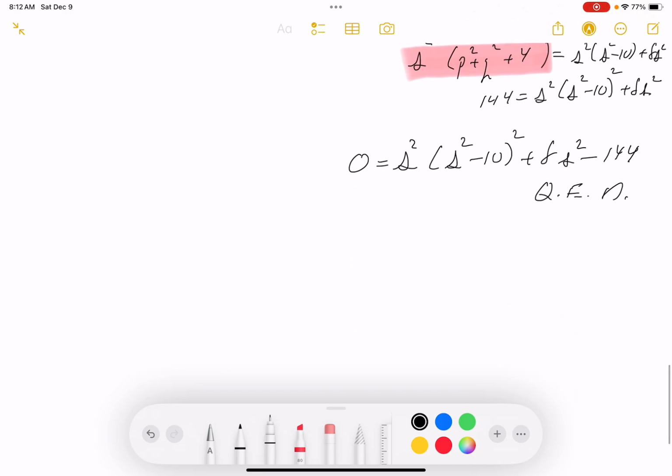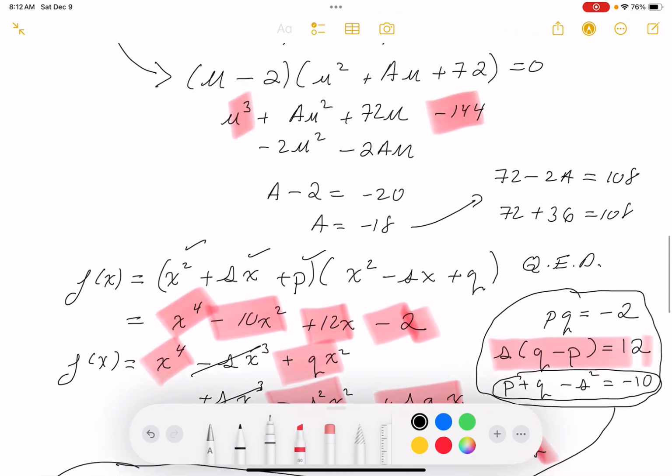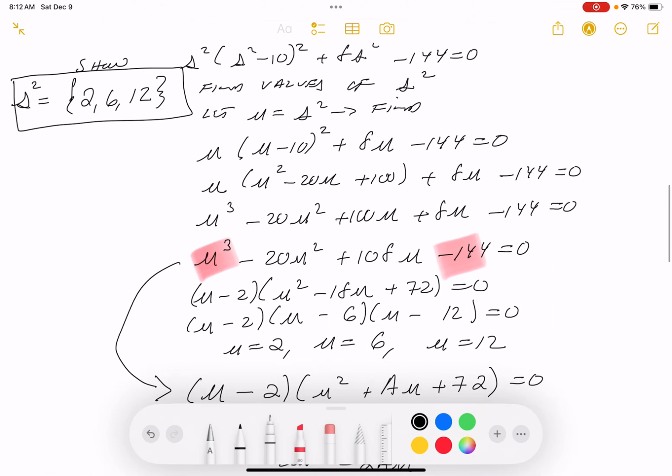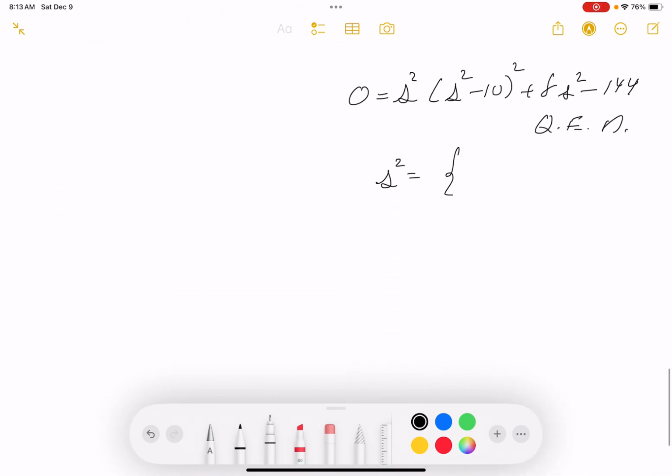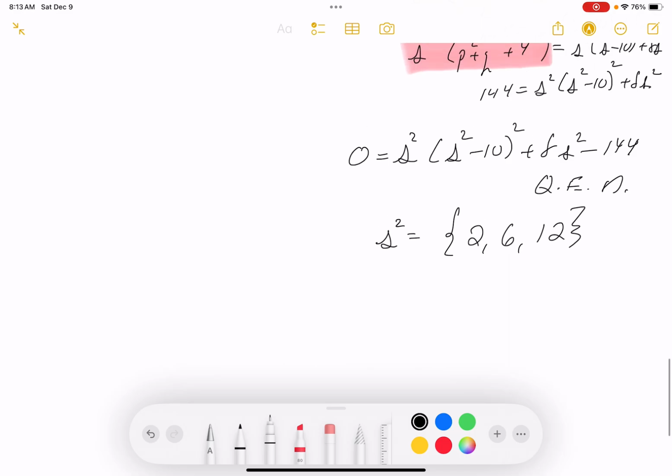Do we know the roots of this thing? We do. What do we know? We know s squared has the 3 following roots. And I want to remind you we got that before, by the way. Let's scroll back up here. 2, 6, and 12. I'm going to put this over here. 2, 6, and 12. And again, we're going through a series of questions. I know it's a very long question. We showed this, and we found this. And we'll go on to the next question next. Thank you.